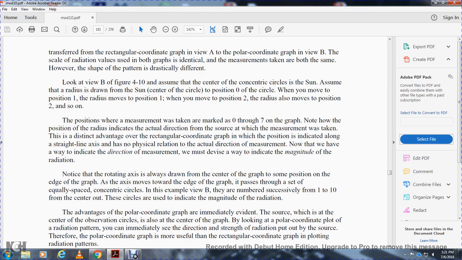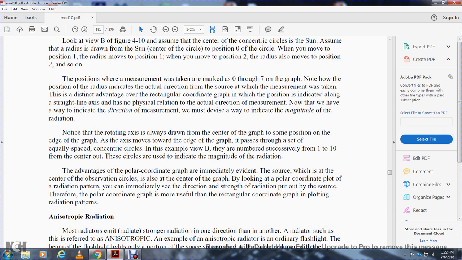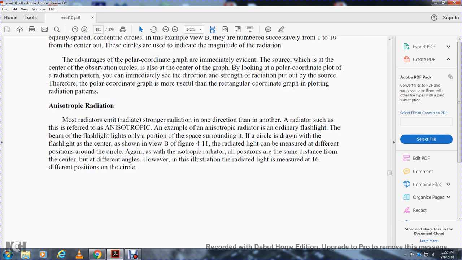Now that we have indicated the direction of measurement, we must devise a way to indicate the magnitude of the radiation. Notice that the rotating axis is always drawn from the center of the graph toward the edge. A set of equally spaced concentric circles, numbered successively from 1 to 10 from the center out, serves as the indicator of the magnitude of the radiation. An advantage of the polar coordinate graph is that the center of the observation circle is also the center of the graph. Looking at the polar coordinate plot of the radiation pattern, you can immediately see the direction of radiation put out by the source. Therefore, the polar coordinate graph is more useful than the rectangular coordinate graph for radiation patterns.